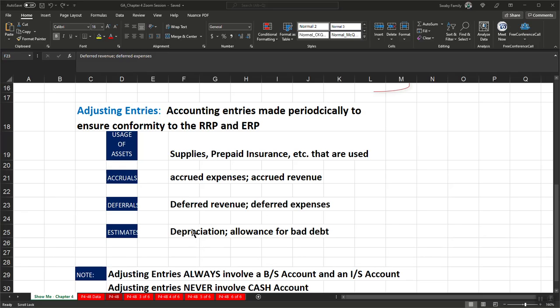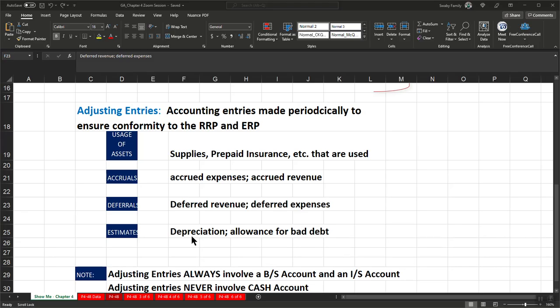And then there is deferred revenue, which would be revenue that you have received the funds, but you have not yet earned the money. And then you have deferred expenses where you have paid for the item, but you have not yet incurred the cost. And then the final category is what we call estimates.